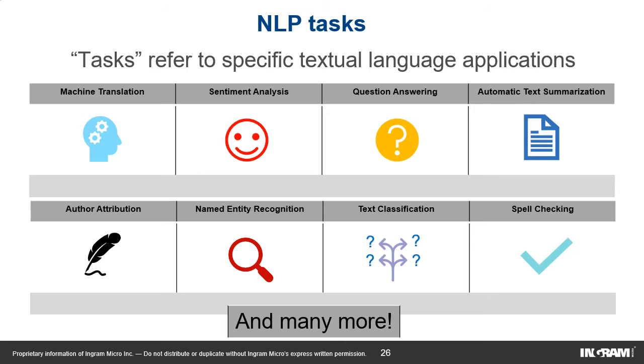Text classification is another important task to classify documents into specific predefined topics, which is widely used in spam filtering, mail routing, news classification, and many others.